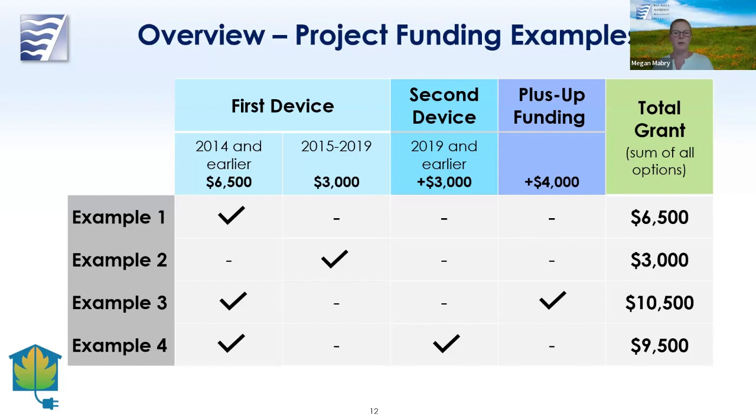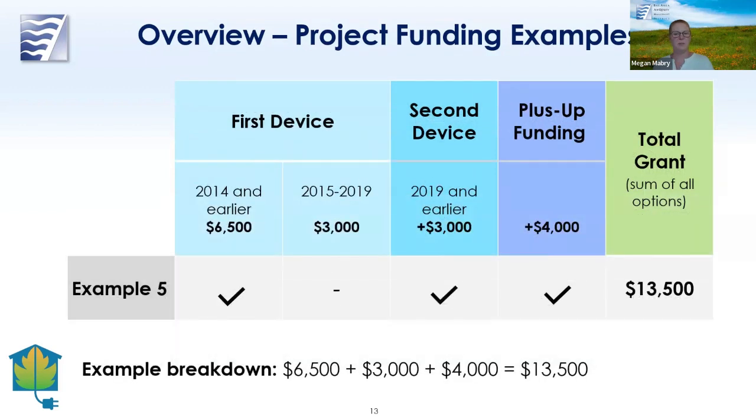In the third example, a project replaces one device with a model year 2014 or earlier, and the applicant qualifies for the low-income plus-up. This project receives a base funding of $6,500 for the wood-burning device and an additional $4,000 of plus-up funding for a total of $10,500. In the fourth example, a project replaces two devices. At least one has a model year of 2014 or earlier. The total base funding amount is $9,500.